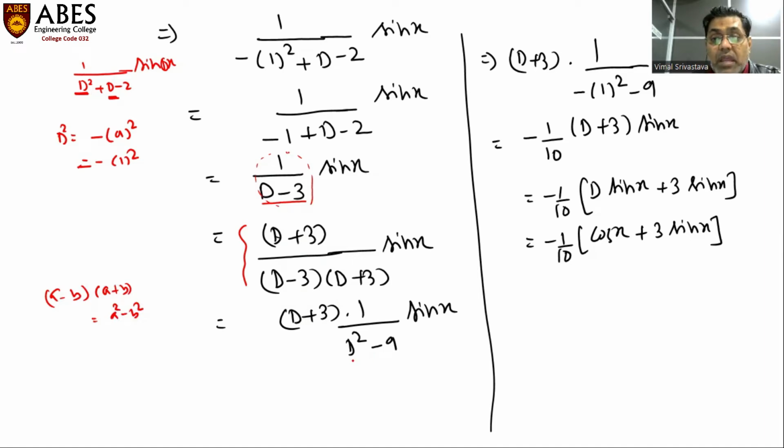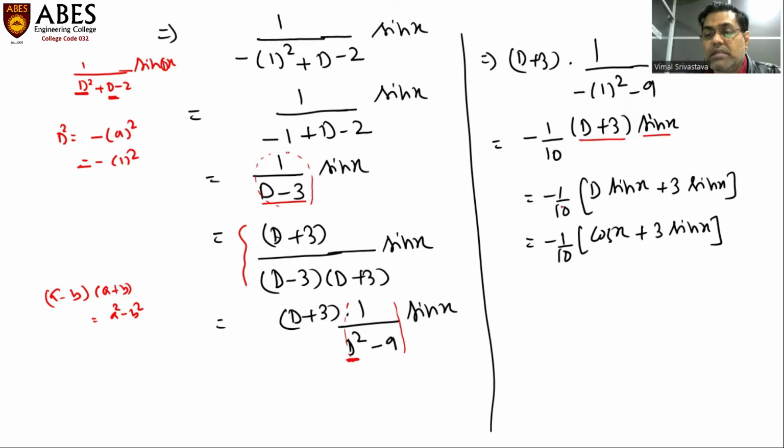In this case, we again get a term of D². First of all, we will solve the term in which D is in the denominator, and then the term where D is in the numerator. So again, we replace this D² by −1², that is, not −1 squared but minus of 1 squared. So that is 1 upon (−1² − 9). Once we solve this, we get −10. So this will become −1/10 (D + 3) sin x.